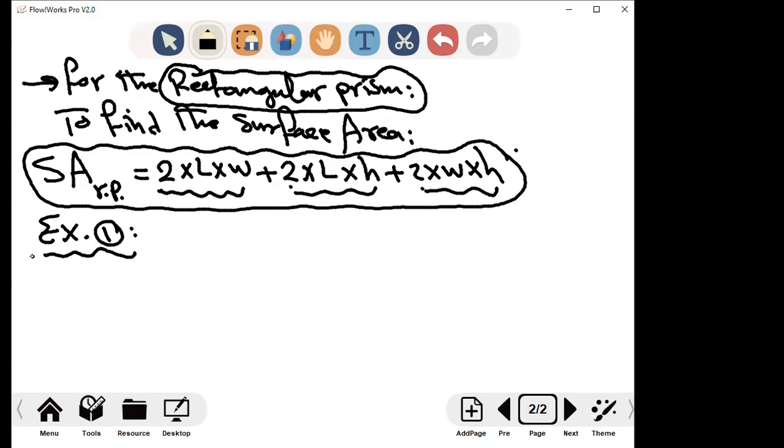Just multiply. Memorize the formula, apply it. Example 1. So we are in example 1, page 488. Example 1, page 488, right?